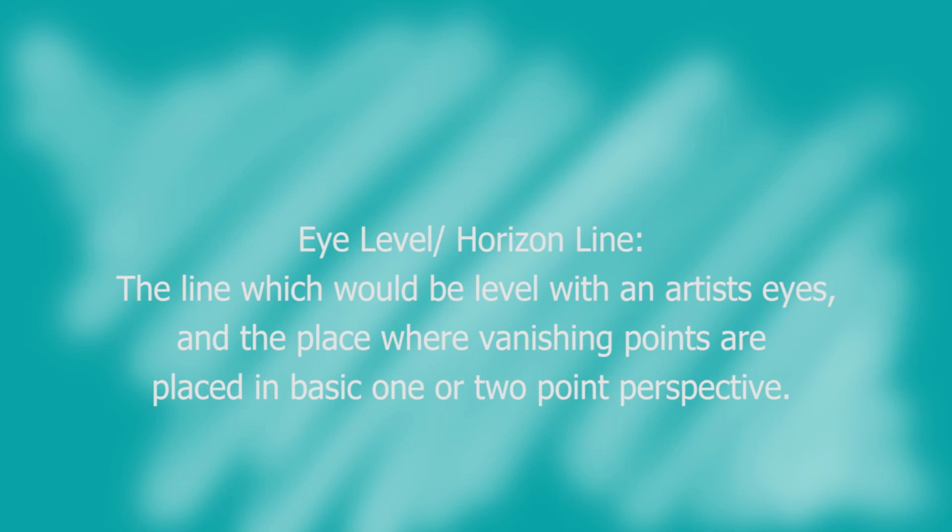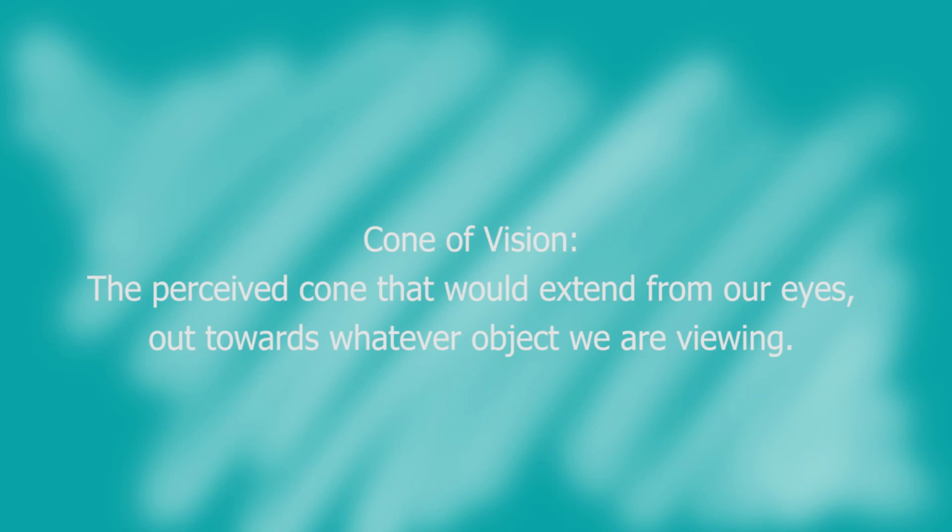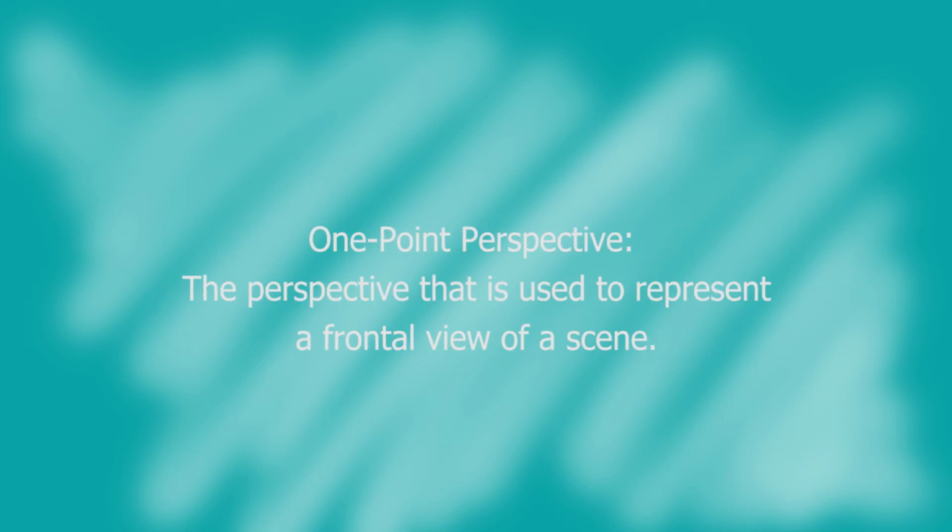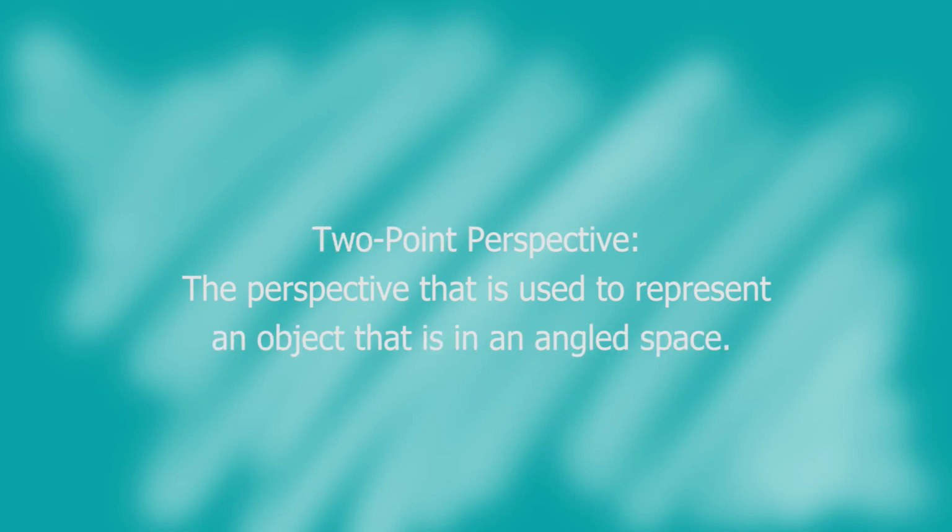The line which would be level with an artist's eyes, in the place where vanishing points are placed in the basic 1 or 2 point perspective. Cone of vision. The perceived cone that would extend from our eyes out towards whatever object we are viewing. 1 point perspective. The perspective that is used to represent a frontal view of a scene. 2 point perspective. The perspective that is used to represent an object that is in an angled space.